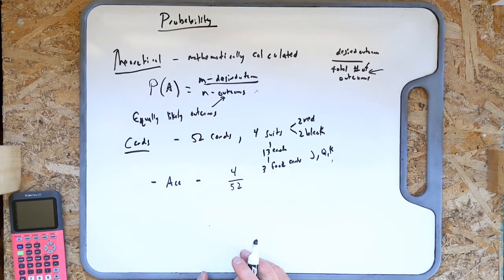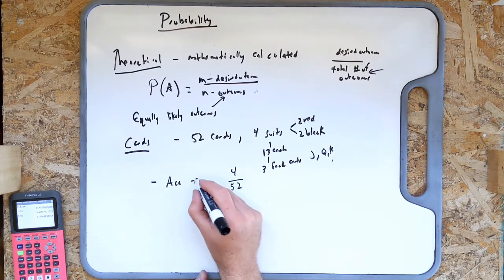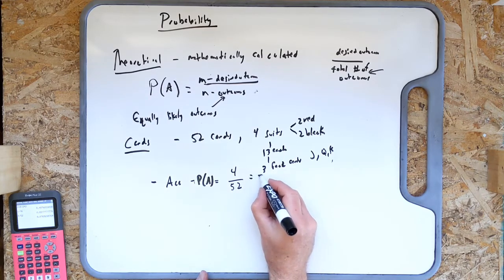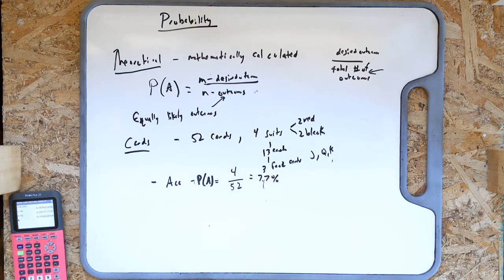So the probability of getting an ace is 4 out of 52, which I'll give as a percentage again. That's P of A, of an ace. 4 out of 52, which is 7.6, or 7.7 roughly, percent probability.